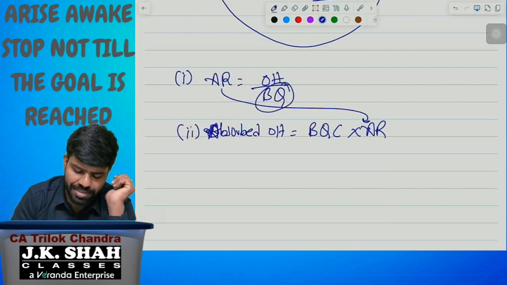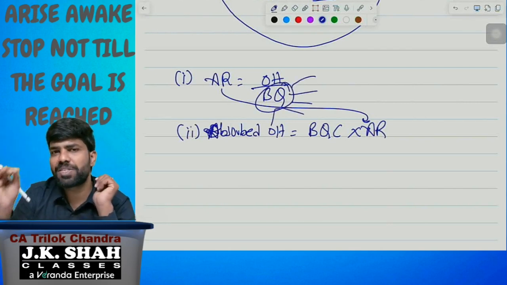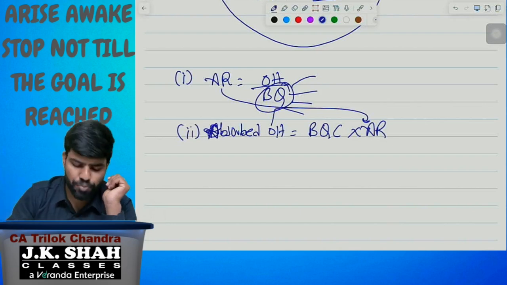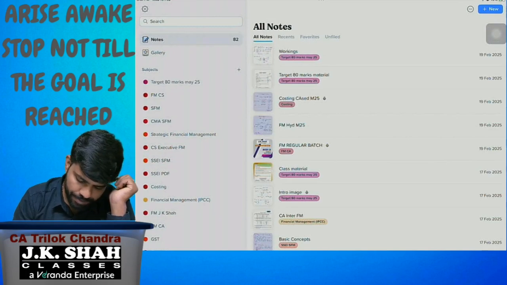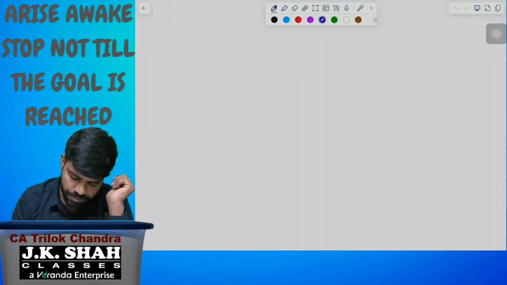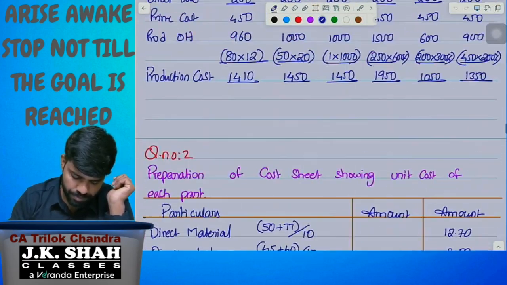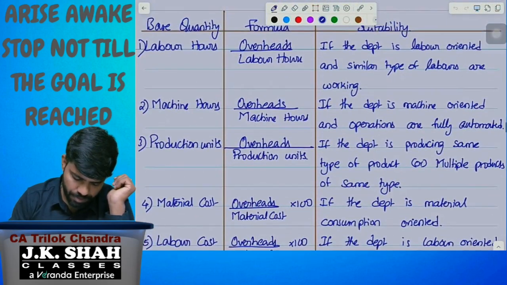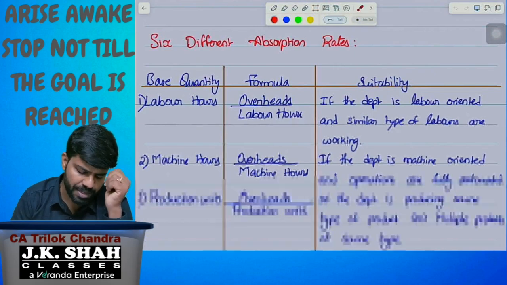As I told you, there are 6 types of base quantities. Based on 6 types of base quantities, we can calculate 6 different absorption rates. For your reference, I can show it here. Look at this. 6 different types of absorption rates.